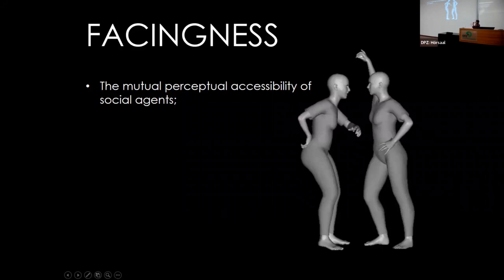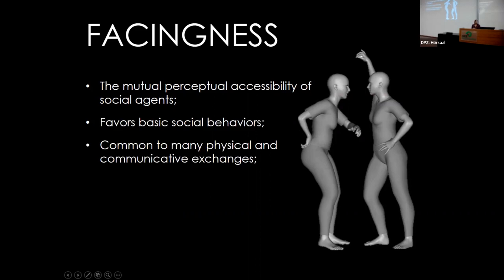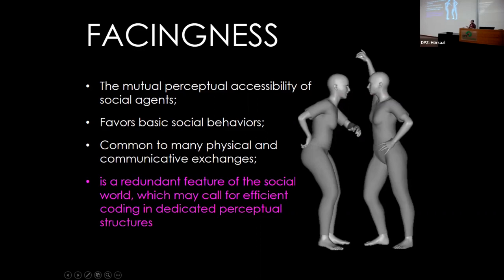These spatial configurations of bodies are particularly important because they favor a number of social behaviors such as gaze following and shared attention, so perhaps because of this, they are common to many physical and communicative exchanges. Now, we made the hypothesis, following this reasoning, that these configurations encompassing multiple bodies might be a redundant feature of the social world, which may call for efficient coding in dedicated perceptual structures.